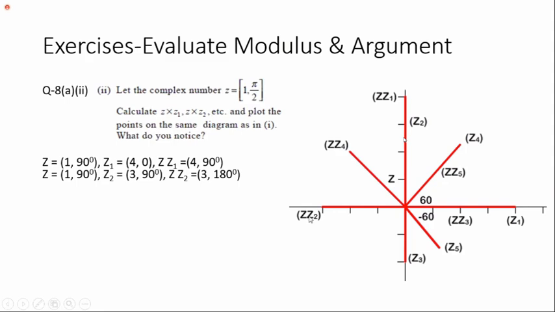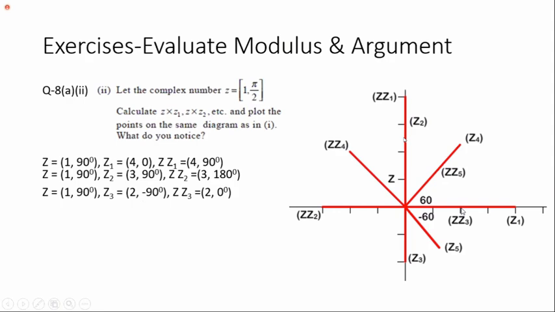See here. Then what is Z Z3? Z is 1, 90 and Z3 is 2, minus 90. If you multiply the moduli, 1 times 2, 2. Add the arguments, 90 minus 90, 0. Z Z3 is here.